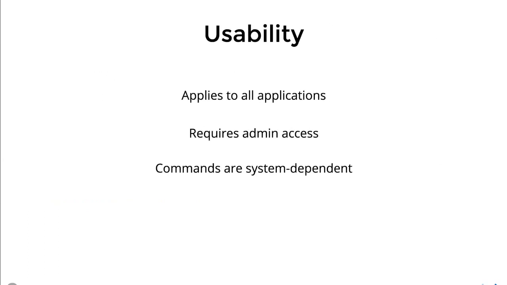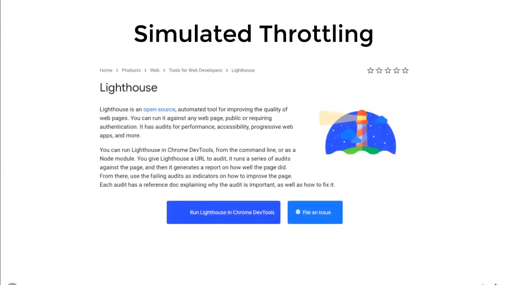So it's nice in that packet level throttling is very accurate, but it's not super usable. It applies to all applications because it's done at the operating system level. So if you're using Slack or reading some documentation, that will also be slowed down while you have this enabled. Also, it requires admin access, again because it's done at the operating system level. And finally, the commands depend on the system. While Comcast, for example, works fine on my MacBook, I haven't had any luck getting it to work on a server.